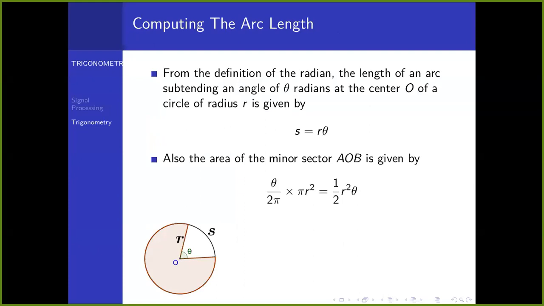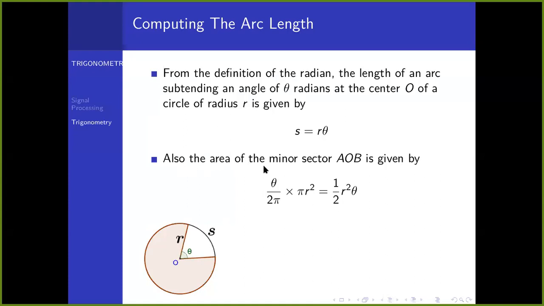From the way the radian is defined, you can easily compute the length of an arc which subtends an angle theta radians at the center of the circle. That will simply be given by S is equal to R multiplied by theta. Because 1 radian is an arc length of the same length as the radius. So if you have an angle theta radians, the number of arc lengths will be R multiplied by that angle. So it gives you R theta.